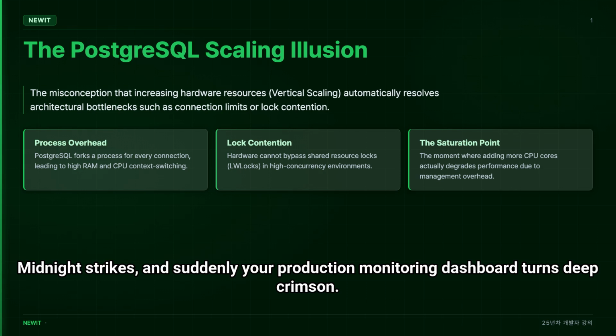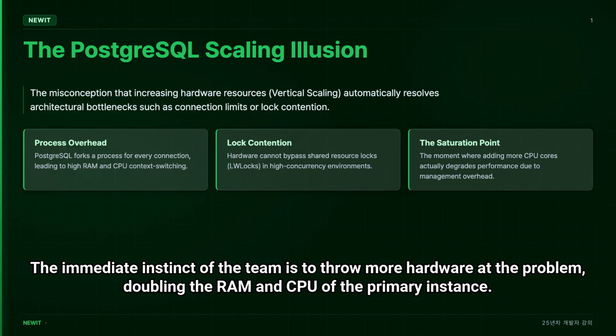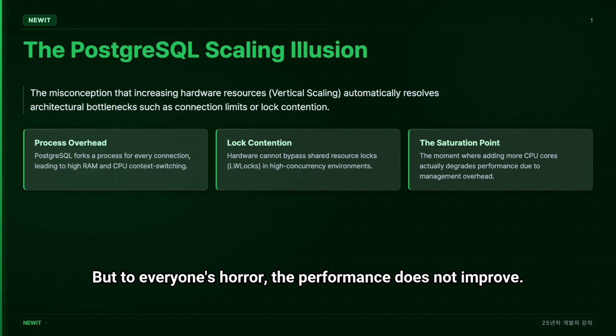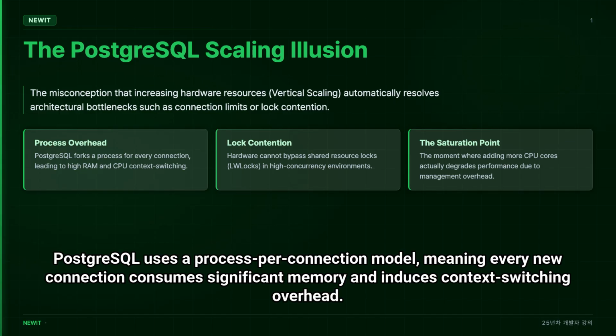Midnight strikes, and suddenly your production monitoring dashboard turns deep crimson. The connection count has hit its hard limit, and query latency is spiking into the tens of seconds. The immediate instinct of the team is to throw more hardware at the problem, doubling the RAM and CPU of the primary instance. But to everyone's horror, the performance does not improve. This is the PostgreSQL scaling illusion, the belief that vertical growth can solve architectural bottlenecks.